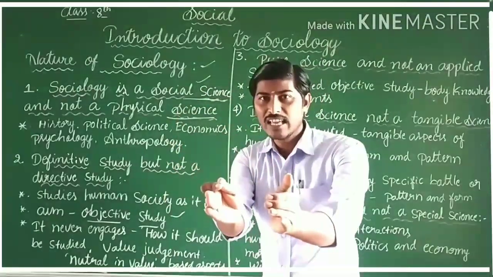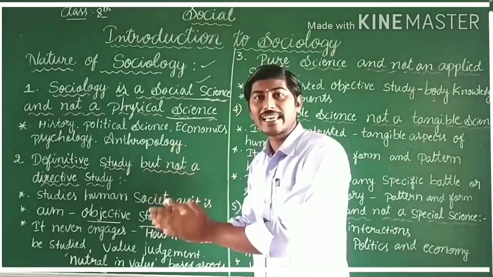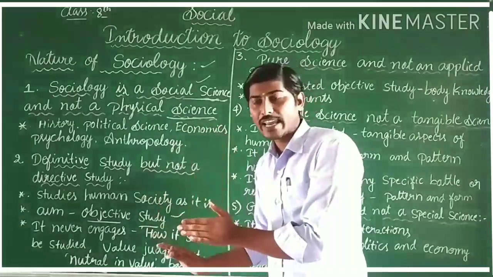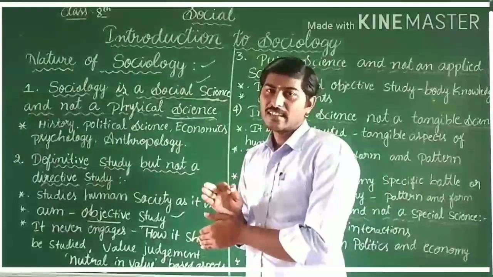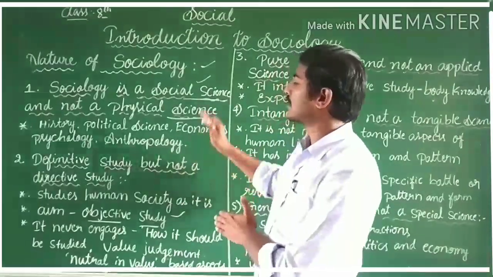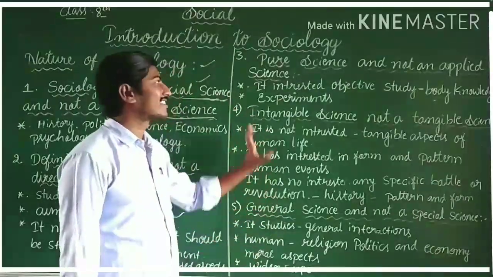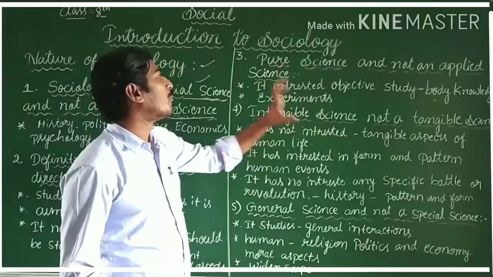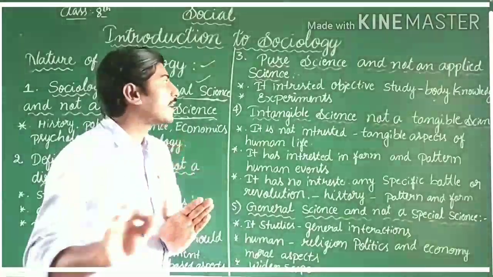How is the society? That we can learn in sociology. But sociology never engages in value judgment. It never engages in how society should be studied. Sociology is a definitive study, not a directive study. And the third one is that sociology is a pure science and not an applied science.